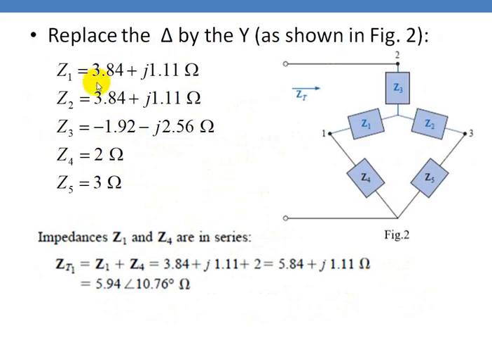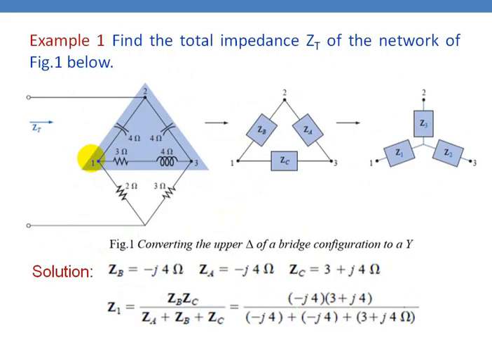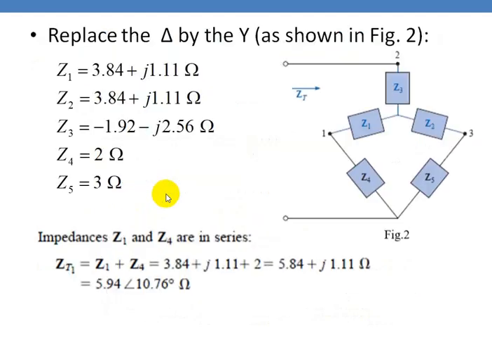Now the values are written here. We have found Z1, Z2, Z3, and Z4 is 2 ohms and Z5 is 3 ohms. You see in the original circuit, this is considered as Z4 and this 4 is Z5. Now you redraw the circuit. The delta connected network is replaced by the star connected network, and they are connected to the proper terminals.